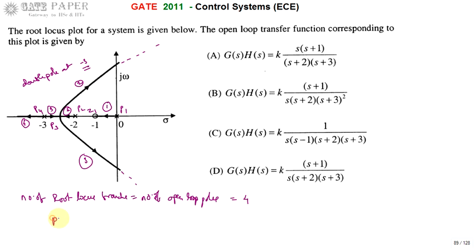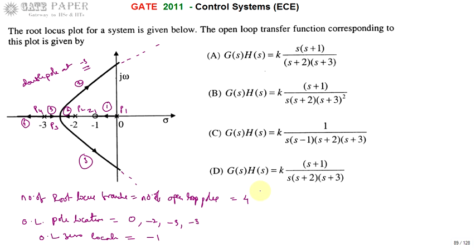So now we will write the open loop pole locations. First one, P1, is at origin, second one, P2, is at -2, third one is at -3, and the fourth one is also at -3. There are 4 open loop poles and only one open loop zero location, which is at -1.